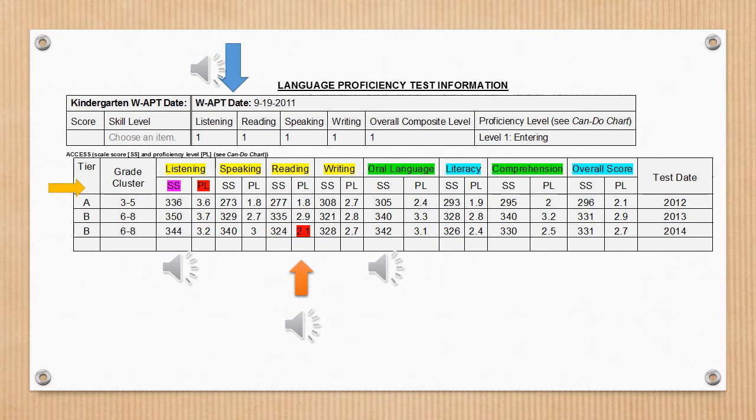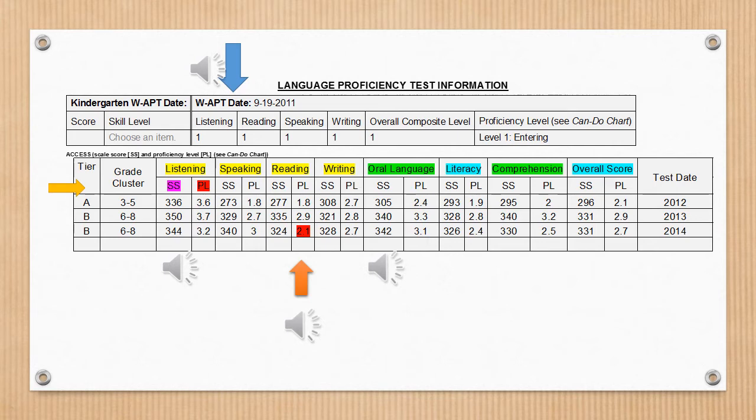As the ACCESS test is an annual assessment, this is a wonderful tool for us to see growth in the student. Regardless of the grade cluster, if we look at the scaled score highlighted in pink, those are comparable year to year. The proficiency level, however, is a tabulated number that is not comparable. So even though the student showed growth from a 3.6 in 2012 to a 3.7 in 2013, we cannot compare those two scores.